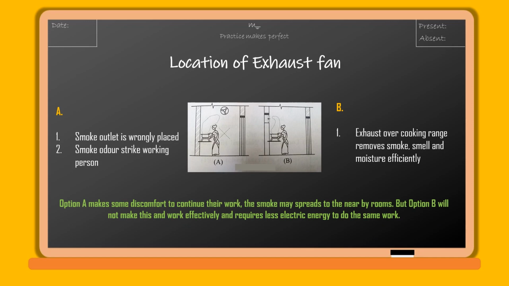The location of the exhaust fan is just like the ventilator. It must be placed over the cooking area, because it will not allow the hot air and oil-mixed air to travel a longer distance, making the working person much more comfortable. It will indirectly reduce the maintenance of the room.